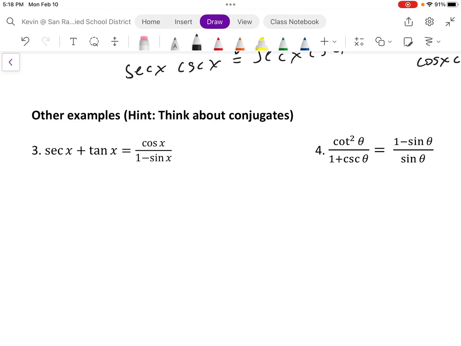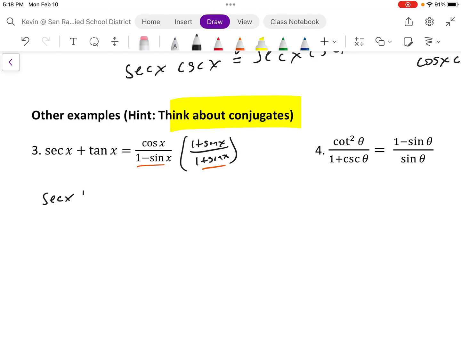Anytime we have a fraction, we probably want to simplify that. And it's giving us a little hint. It says think about conjugates. So since it's giving us that big hint, let's do that. Let's multiply this by 1 plus sine x over 1 plus sine x. 1 plus sine x is a conjugate of, right? Those are conjugates. I multiply top and bottom because that equals 1.